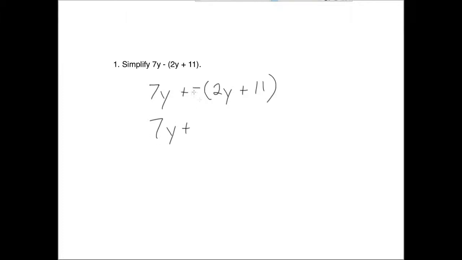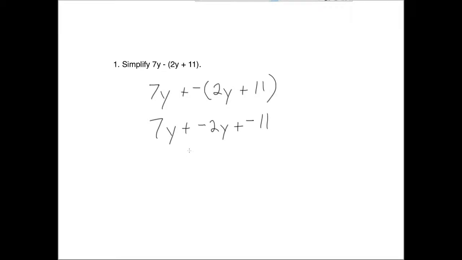-1 times 2y is the opposite of 2y. A -1 times 11 would be a -11. I've left this all as addition. I favor that because it is commutative and associative, and it allows me to move things around if I want to. Whereas if I had it as subtraction, I can't do that. So I feel that this gives me a little bit more flexibility in my calculations.